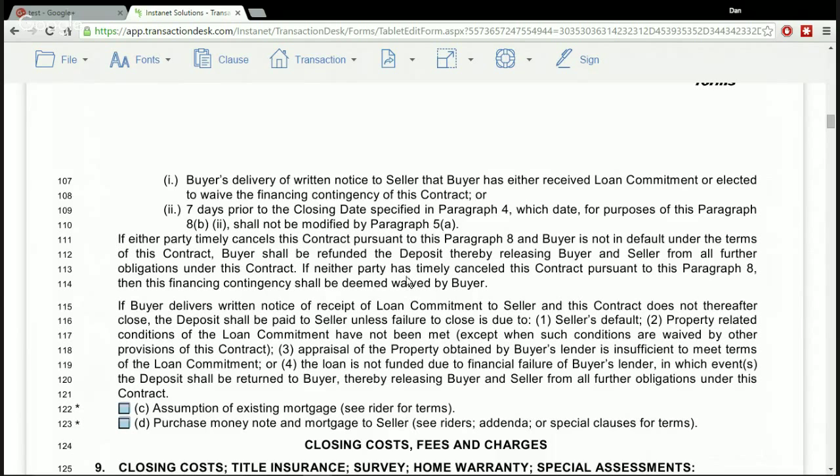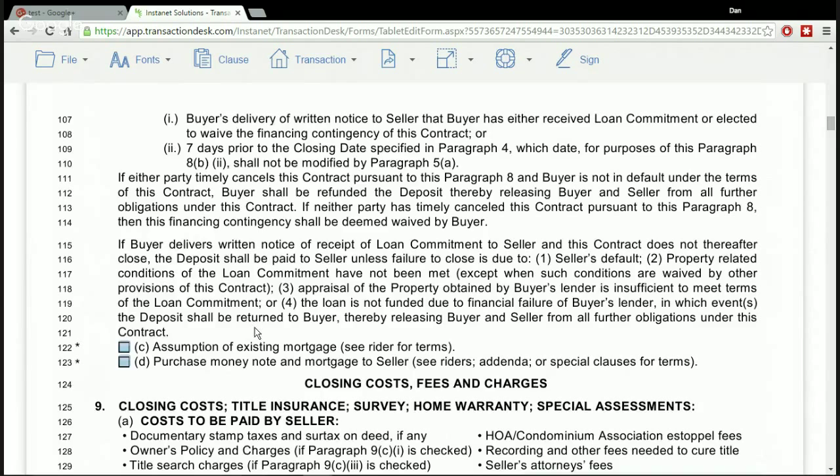So if either party timely cancels, that's basically what I just said here, then yeah, they get their money back. Everyone goes on their way. That's what I just said. Okay, great. Line 115. If buyer delivers written loan commitment to the seller and then they don't close, and the reason they don't close is due to one of the following, either seller, and it doesn't close, then the deposit will be paid to the seller. So the buyer, if they give the loan commitment to the seller and they fail to close, they're forfeiting their escrow to the seller, unless it's due to one of these following things: seller default, property-related conditions of the loan commitment have not been met.